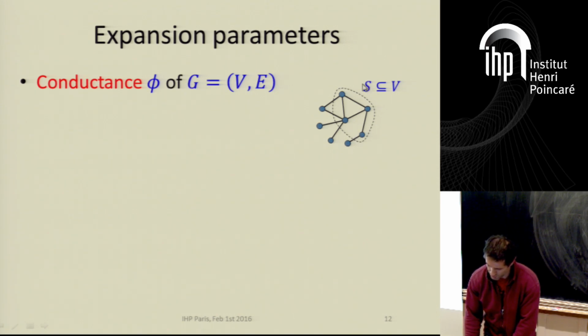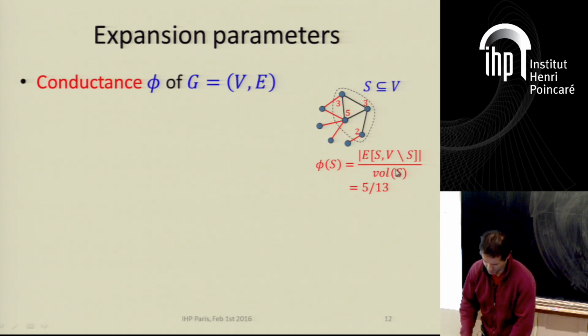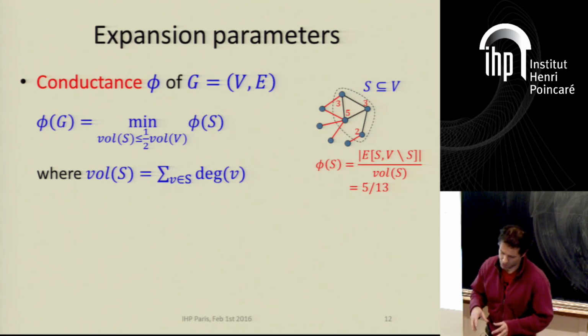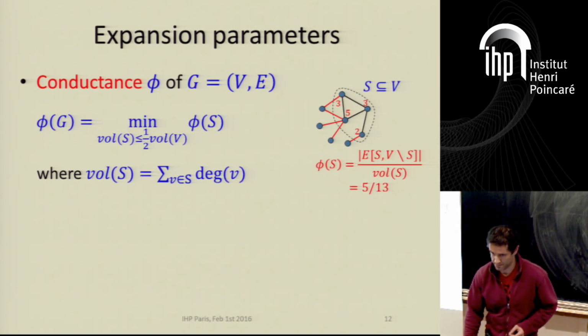To define that, first we define the conductance of a set S of vertices. The conductance of this set is the ratio of the number of edges leaving that set over the sum of the degrees of the nodes in set S. The sum of the degrees is called the volume of the set. This is the conductance of the set S. The conductance of the graph is the minimum of phi of S over all sets S that have volume at most half of the total volume of the graph.